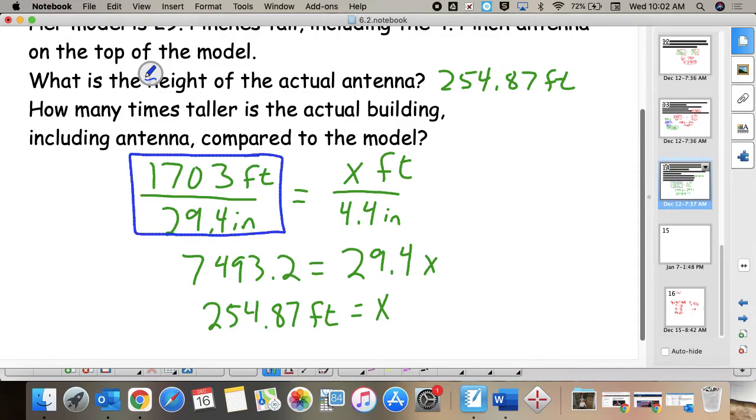Now, as for the other question, how many times taller is the actual building, including the antenna, compared to the model? So I have my 1,703 feet divided by my 29.4 inches. Here we do need to convert. 1,703 times 12 gives me 20,436 inches. So we take that, divided by my 29.4, and we get it to be 695.1 times taller.